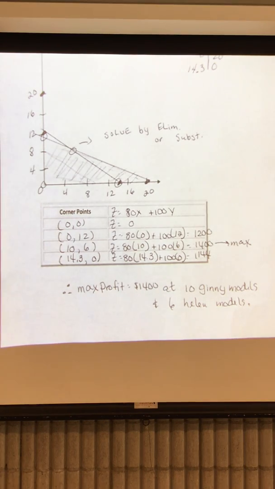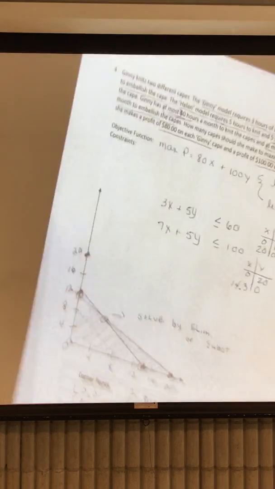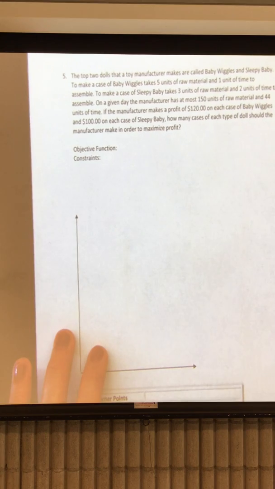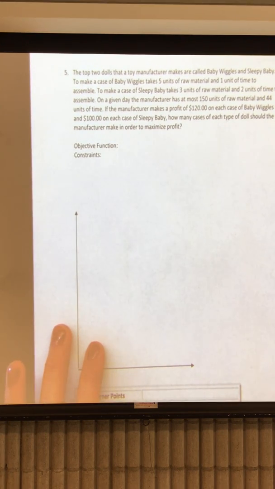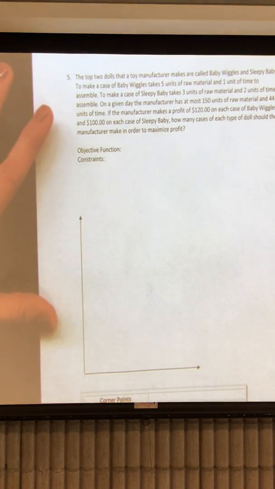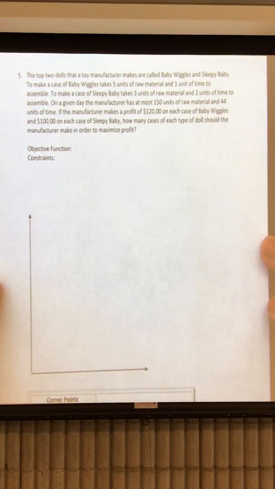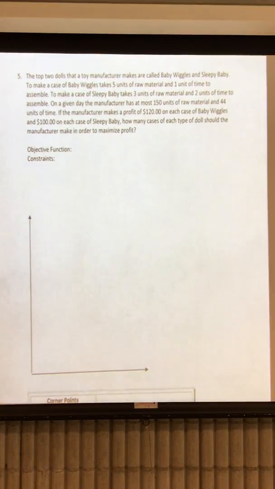Continuing to number 5. Again, we have another linear programming problem, and here you want to maximize our profit. So let's read the word problem, and let's underline key factors here.